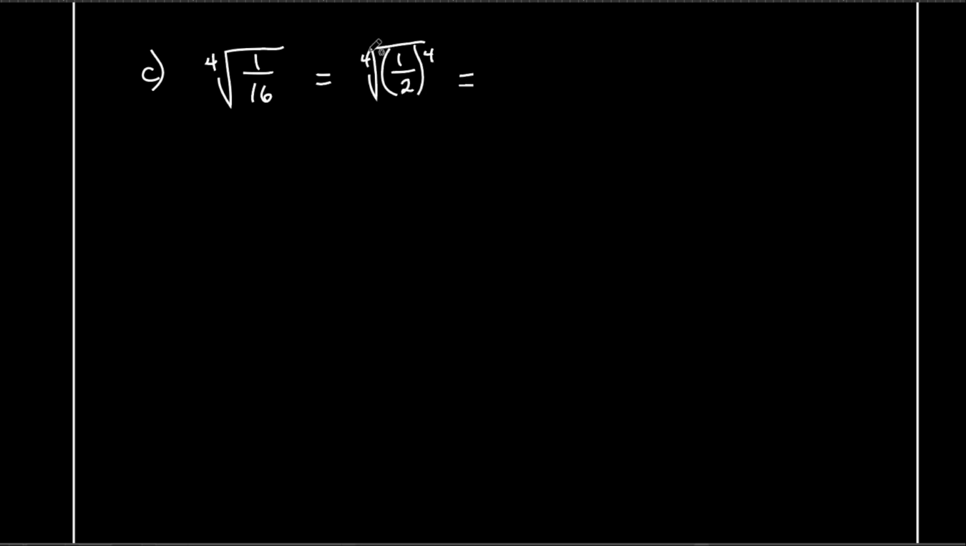So now what can you do? That fourth root and that fourth power, what do they do? They cancel each other out. What are you left with? 1/2. Let's check it. What does this mean? This means I need a number. If I multiply it by itself 4 times, it's going to be 1/16. Is 1/2 times itself 4 times 1/16? Sure it is, because it's 1/2.